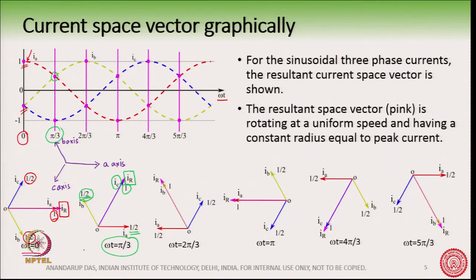And similarly, you can go on doing the same analysis at different time instants, and you can understand visually, or graphically, that the space vector is rotating in this plane. I A, I B, I C, the space vector is rotating in the plane at a speed equal to omega, which is again the same as the frequency at which I A, I B, I C are oscillating. Let us see it in a slightly different way.